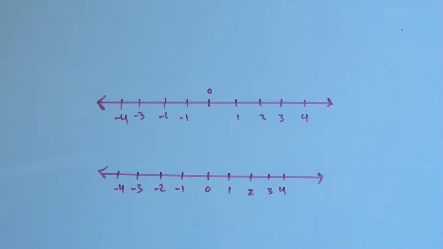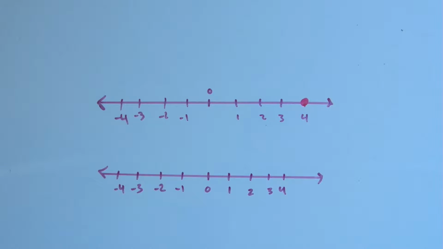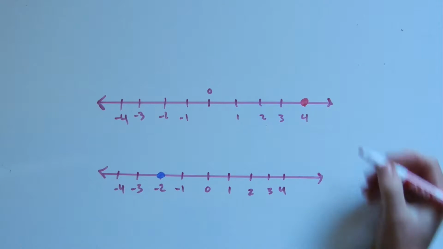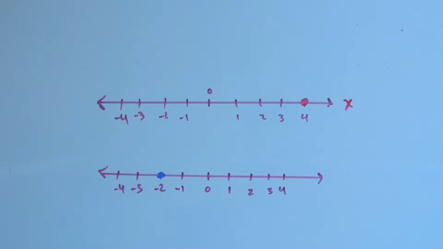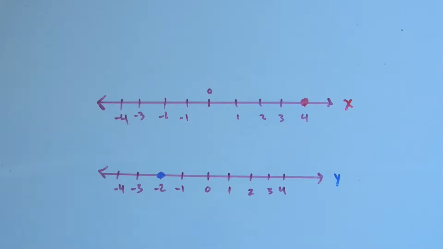So here I have two different number lines. On the first number line, we're going to find the point 4. On the second number line, we're going to find the point -2. Now let's pretend this first number line represents x values and this second number line represents y values.